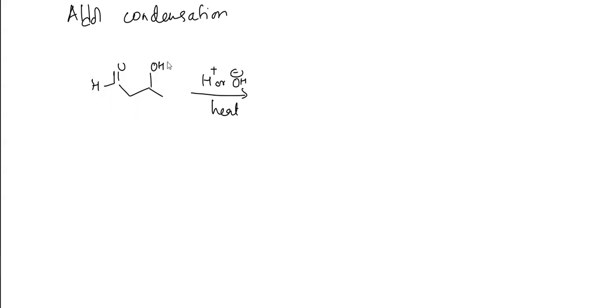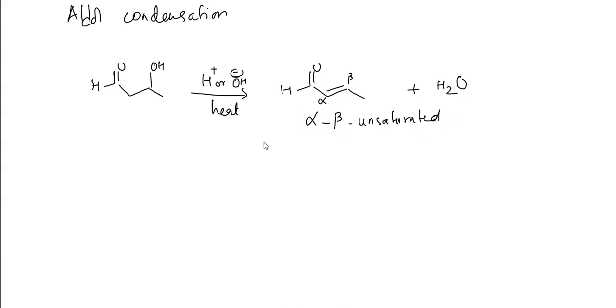So you can think that an OH from here and a hydrogen from here is removed, and you end up with the formation of an alpha beta unsaturated compound, an alpha beta unsaturated product. See, this is my alpha position, this is my beta position, and you created an unsaturation, so this is called an alpha beta unsaturated product, and the water molecule is eliminated.